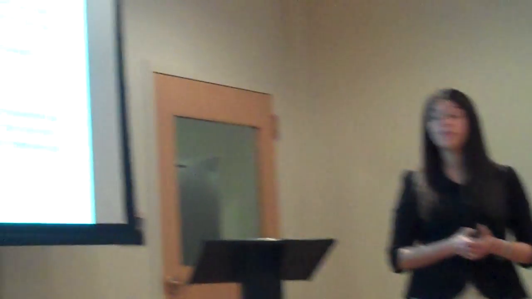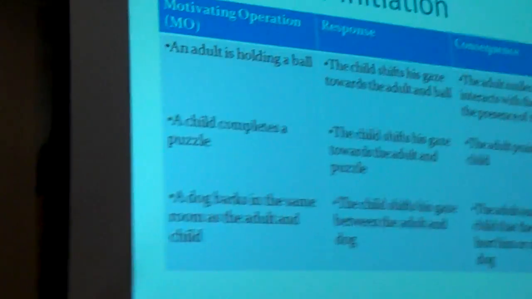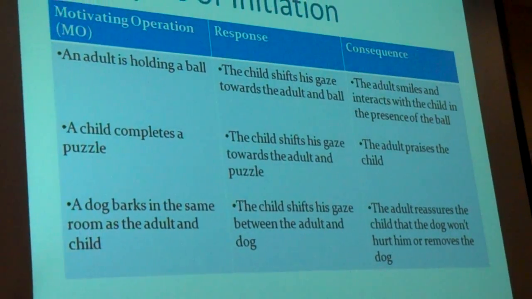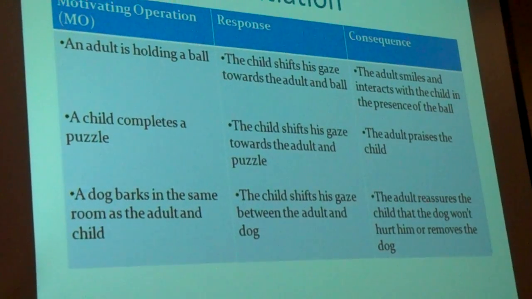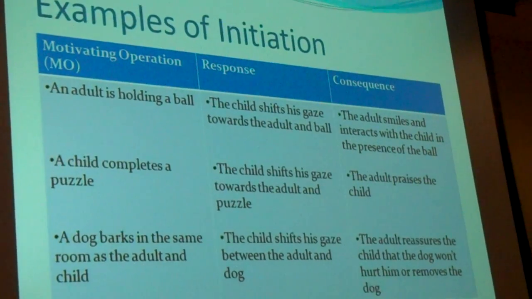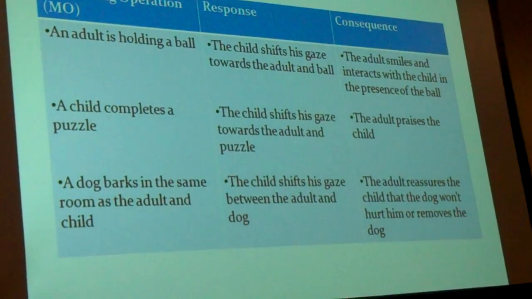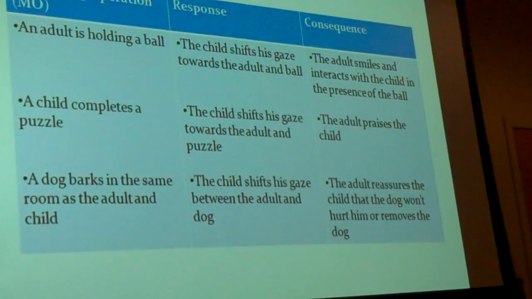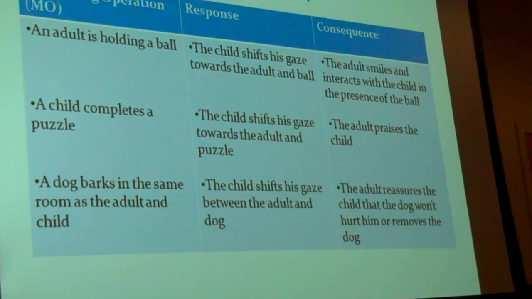And a couple examples of initiation, looking at it with this three-term contingency. Again, the motivating operation. So if there's an adult holding a ball, the child shifts his gaze towards the adult and the ball, and as a result, the adult smiles and they interact with the child in the presence of the ball.